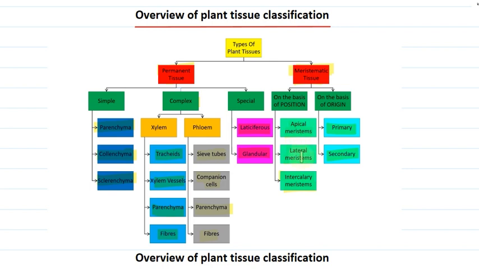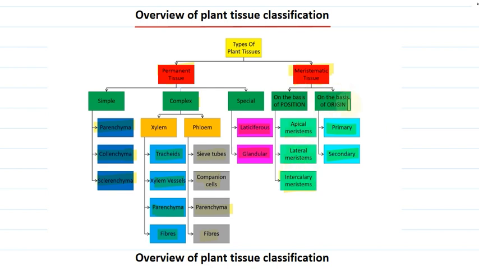Lateral meristems are responsible for increasing the girth of the plant. And then there are intercalary meristems, which are present between the mature tissues. In grasses, these intercalary meristems help in regeneration of parts that are eaten by the grazing herbivores. So this was based on the position where the meristematic tissue occurs.